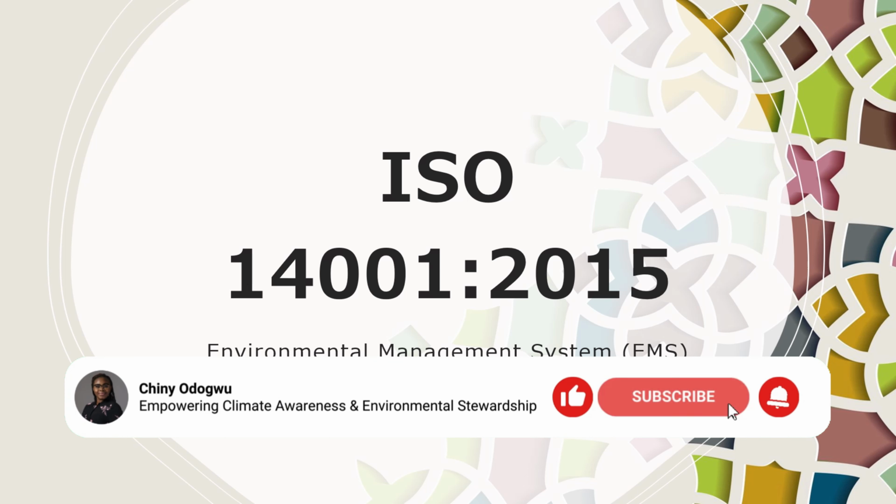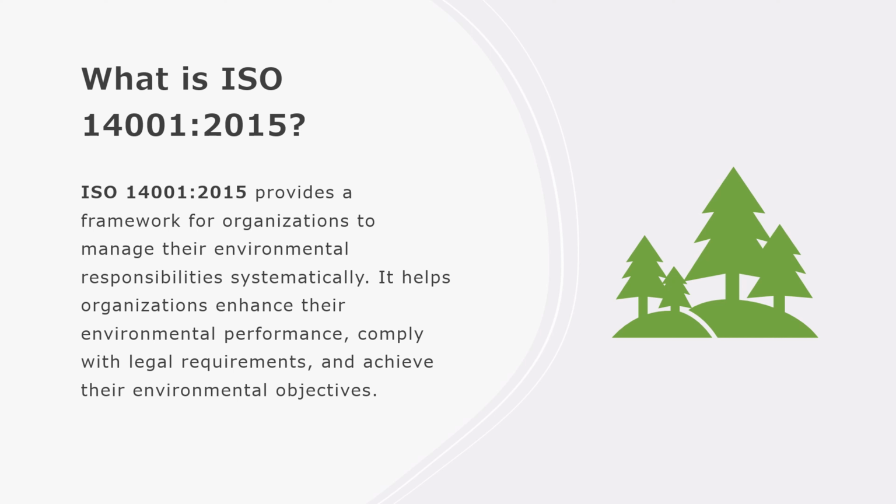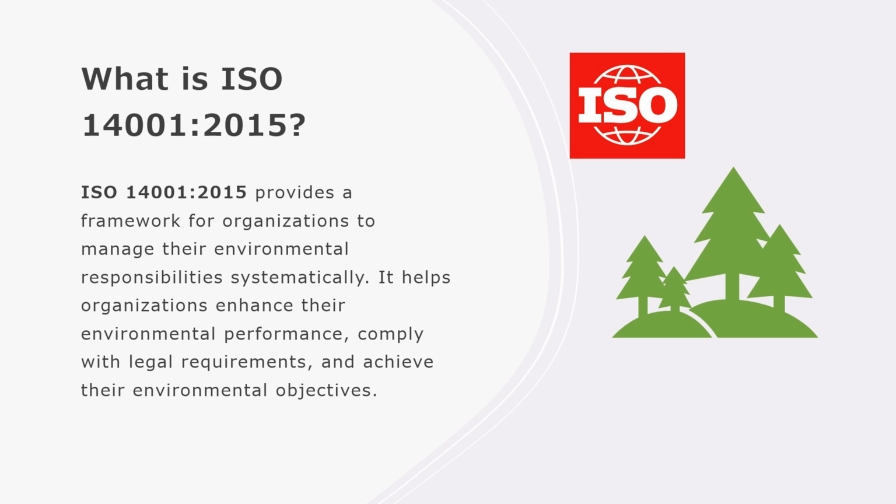Today we shall be talking about ISO 14001 Environmental Management System. What is ISO 14001? According to ISO, the International Organization for Standardization, ISO 14001 is the internationally recognized standard for environmental management systems. It provides a framework for organizations to design and implement an EMS, that is, an environmental management system, and continually improve their environmental performance.